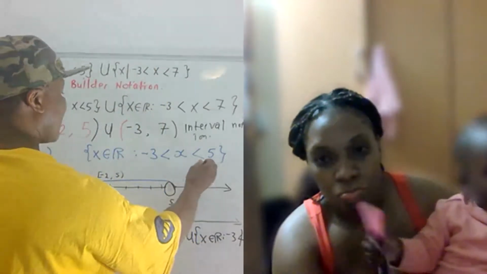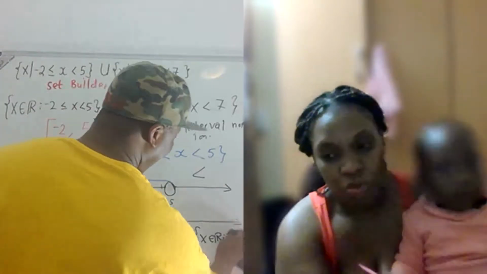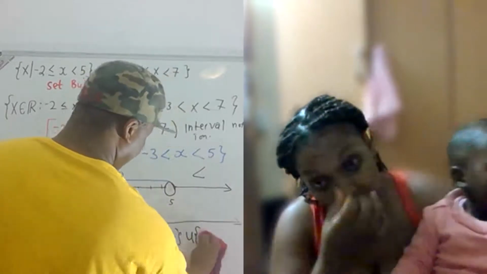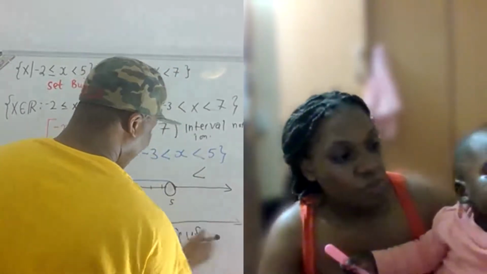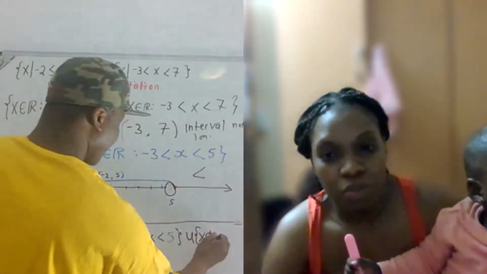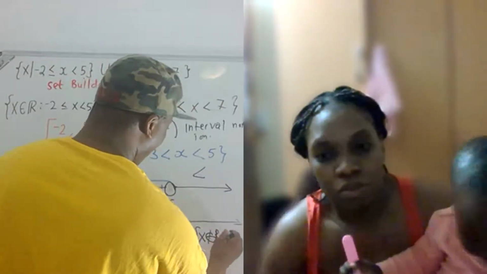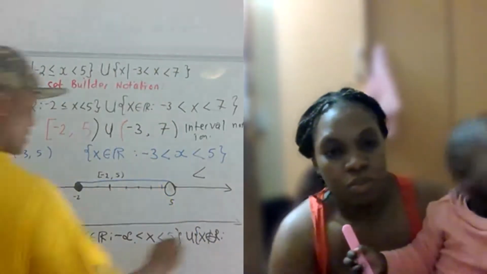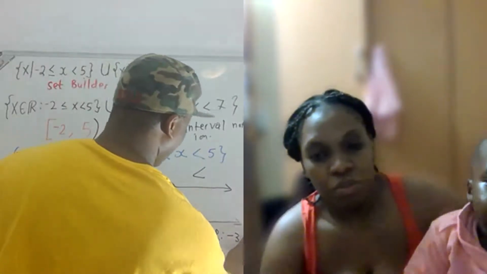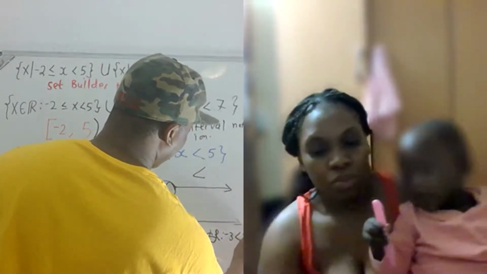I'm not going to make sense if I say it this way. This is crazy now. X is not an element, excuse me, X is an element of real numbers, but I start from negative 3 to negative 2.